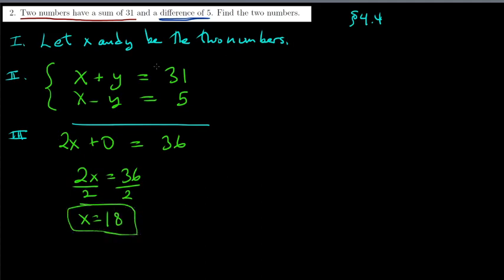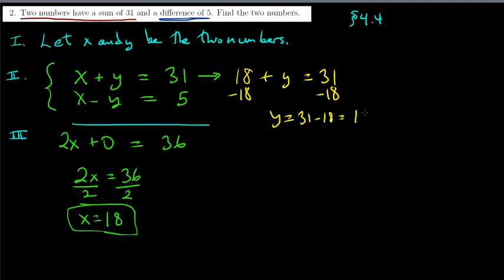Okay. But remember, the question is to find two numbers. We only found one of those numbers. We need to find the other. So we found x, now we have to find y. Go back to the first equation and replace x with 18. And now we can find y, right? Subtract 18 from both sides. Y is, well, 31 minus 18, right? So that's going to be 13. So x is 18, y is 13. So now we can answer the question. The two numbers are 18 and 13.